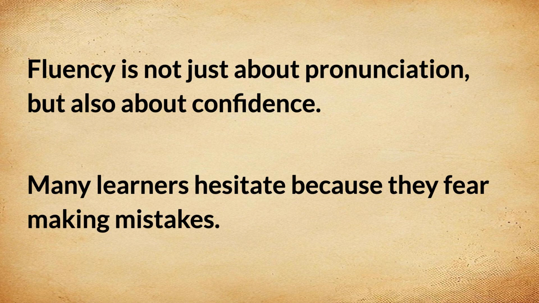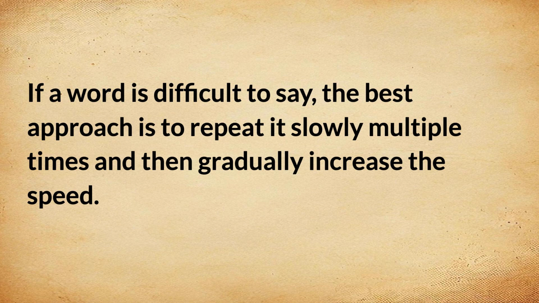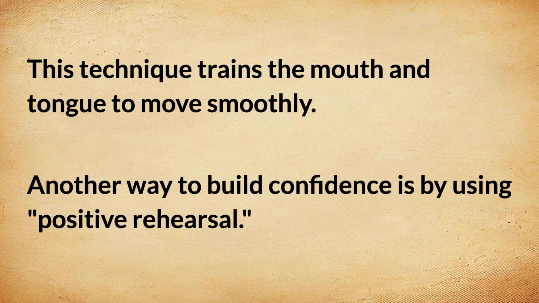Fluency is not just about pronunciation, but also about confidence. Many learners hesitate because they fear making mistakes. Shadowing helps break this fear by giving them the experience of speaking without stopping. If a word is difficult to say, the best approach is to repeat it slowly multiple times and then gradually increase the speed. This technique trains the mouth and tongue to move smoothly.